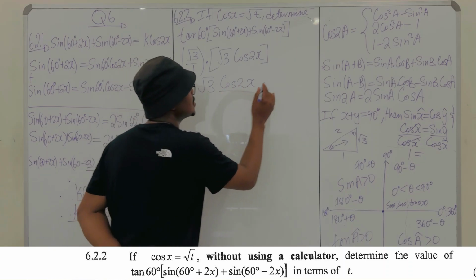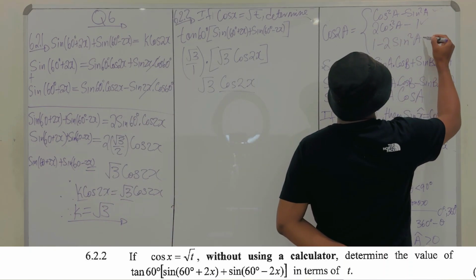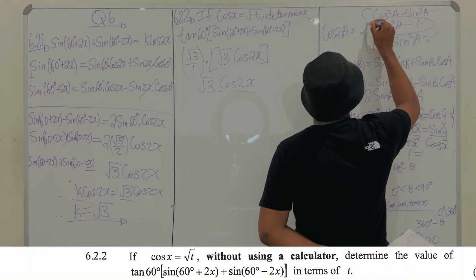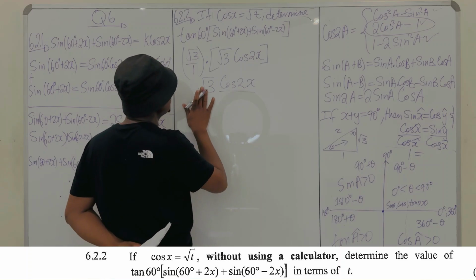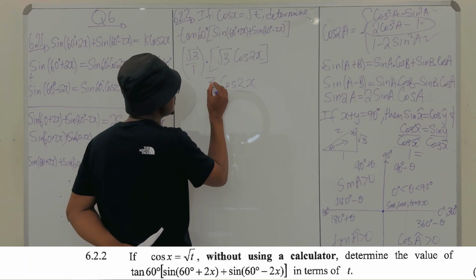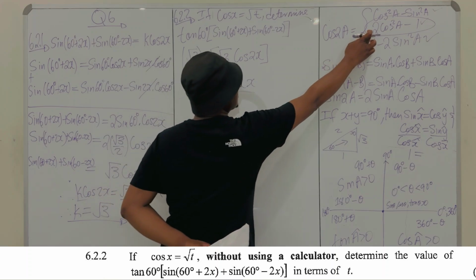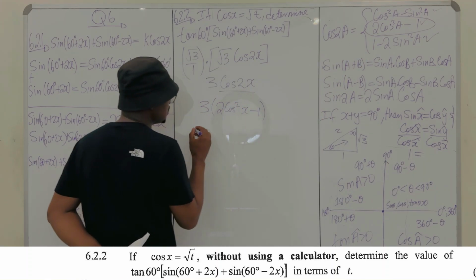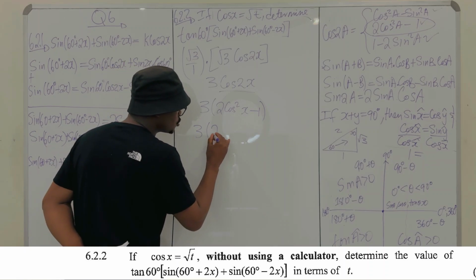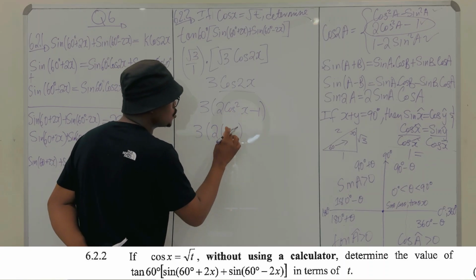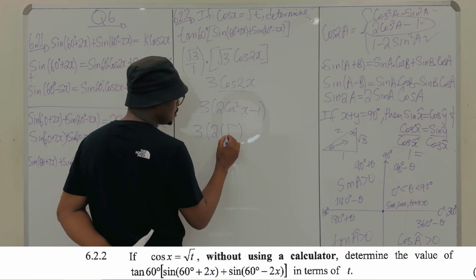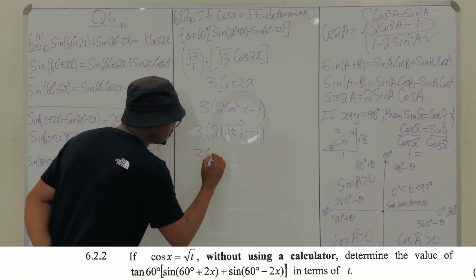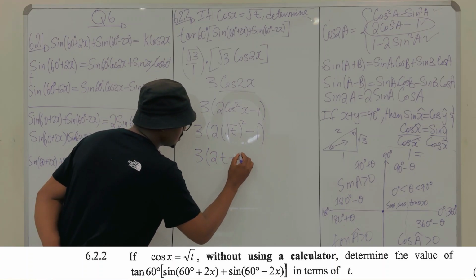And you know your cos 2x can be equal to this or that. But because we're given cos x of something, this will work better over here. So we can say, okay, this should be 3, because if you multiply these two, the answer is 3. So you have 3 times that, which is your 2 cos squared x minus 1, right? So 3 into 2 cos squared. You know what cos is. Cos is the square root of t, squared minus 1, right? So you have 3 times 2t minus 1.